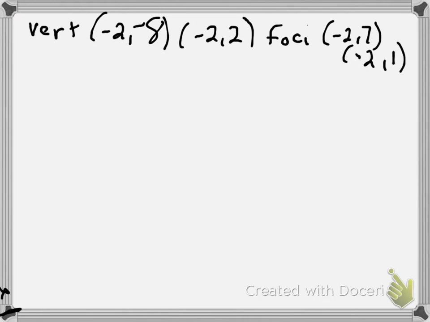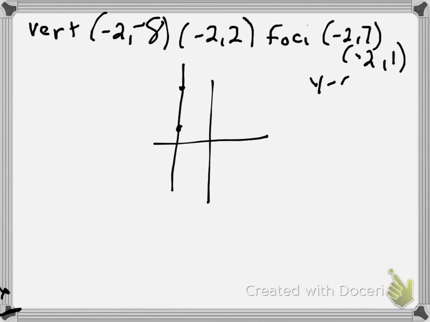Like I said, you're going to want to look at your foci to tell you which one it's going to be. So I'm going to work with that in the middle first, and then I have to erase it so I have space. If I think of a standard graph, my foci are at negative 2, 7, so I'm going 2 to the left and then up 7, so I'm up here, and negative 2, 1. Remember, your foci are always right on your major axis, so this is going to be a y-axis one.